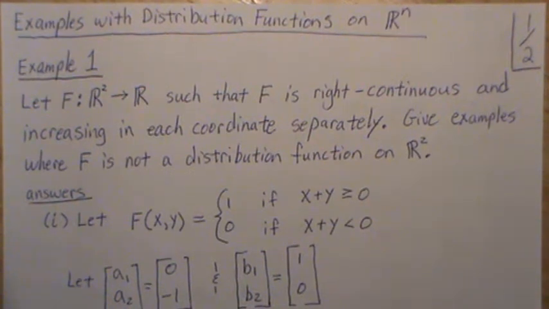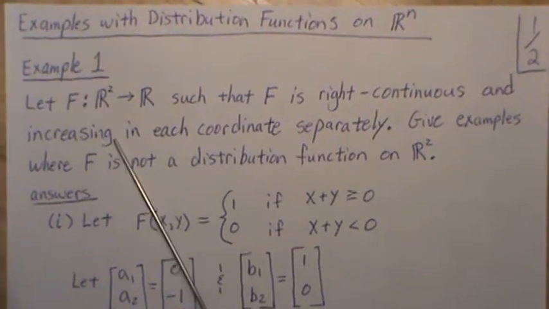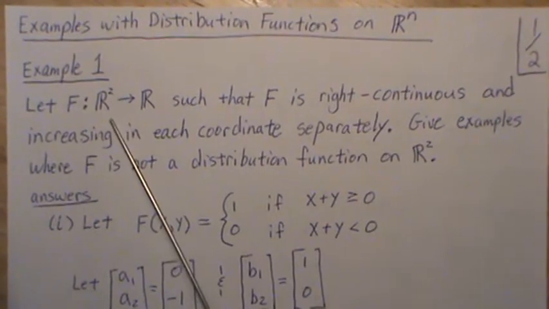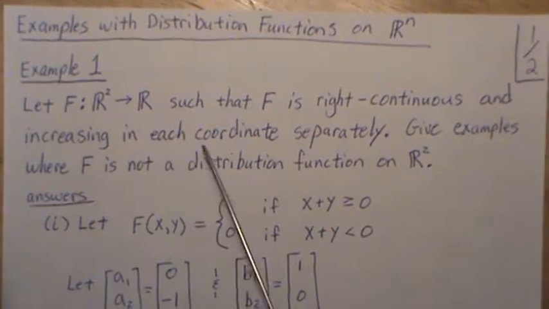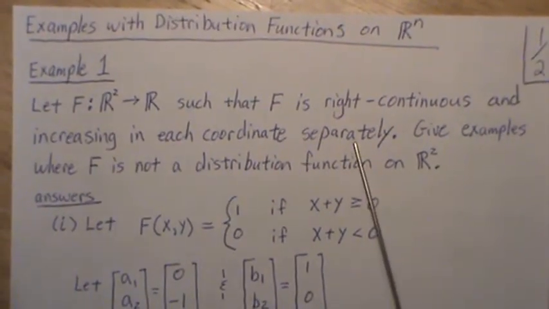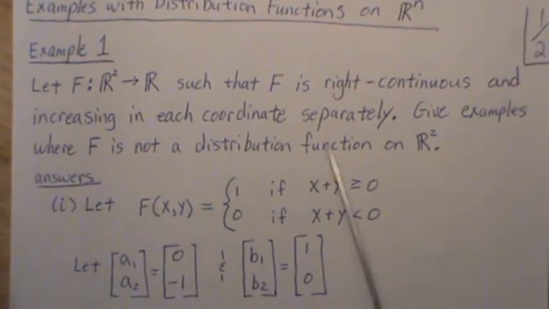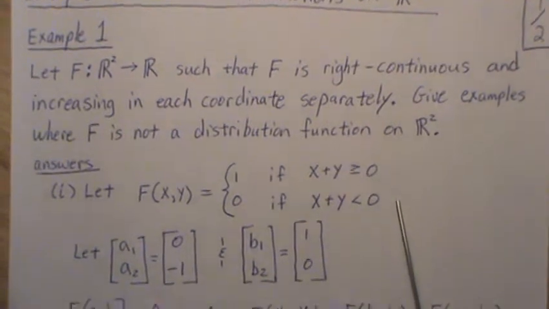Hello, this is the next video in a playlist that I'm calling Probability Measure, and here we're going to look at examples with distribution functions on Rn space. So example 1: let f be a function from R2 to R such that f is right continuous and increasing in each coordinate separately. Give examples where f is not a distribution function on R2 space.